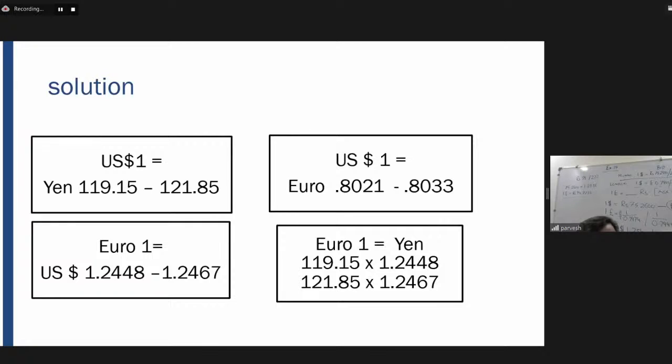119.15 into 1.2448, because we have to calculate here both the bid and ask rates. So it is not that he's going to buy euros there; we can just simply multiply the bid into bid and ask into ask. So 119.15 into 1.2448 will give you the bid rate, and the ask rate will be 121.85 into 1.2467, which is given on the last slide.